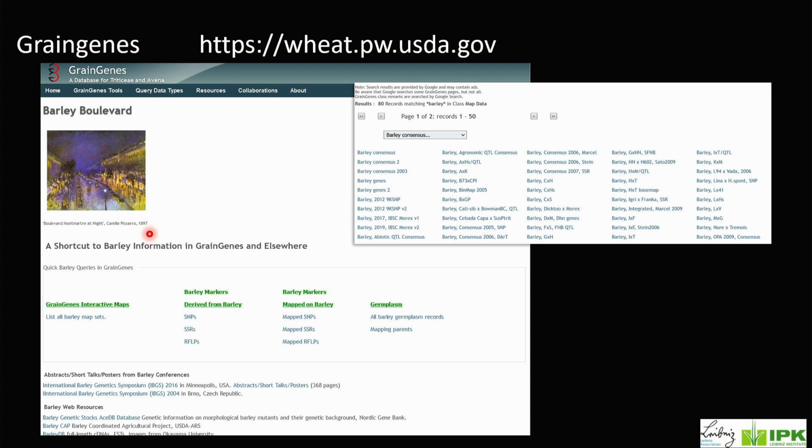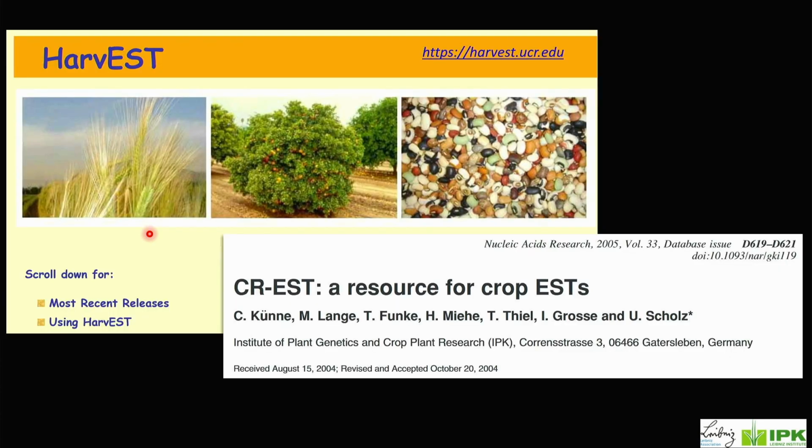Sorry, I took mainly screenshots for this. Don't try to read all the small font, but go to maybe the URLs, or I can send you the presentation afterwards if you want to have the links to the data resources. GrainGenes was the main hub to access genetic map information, because for a long time we had no genomes, and it was the main site to go for genetic map information.